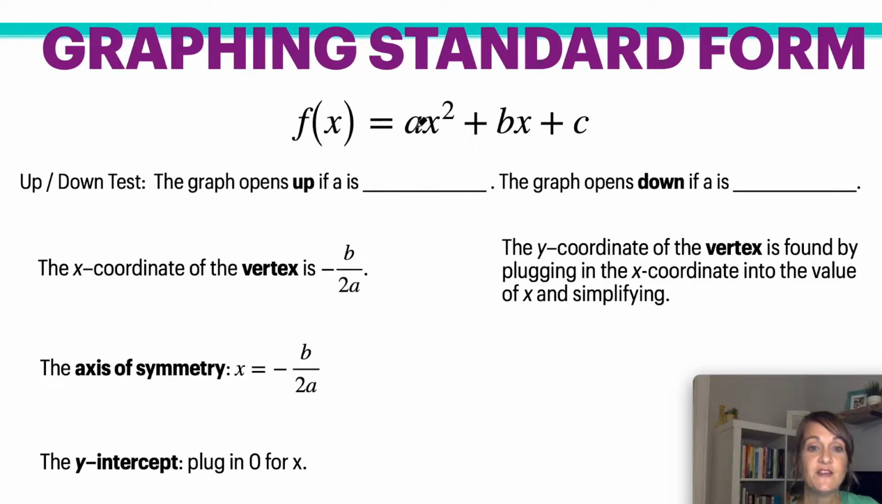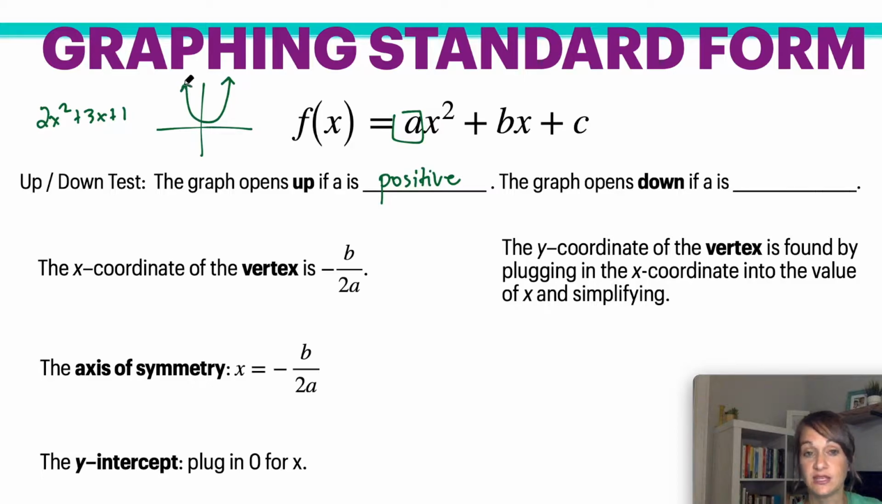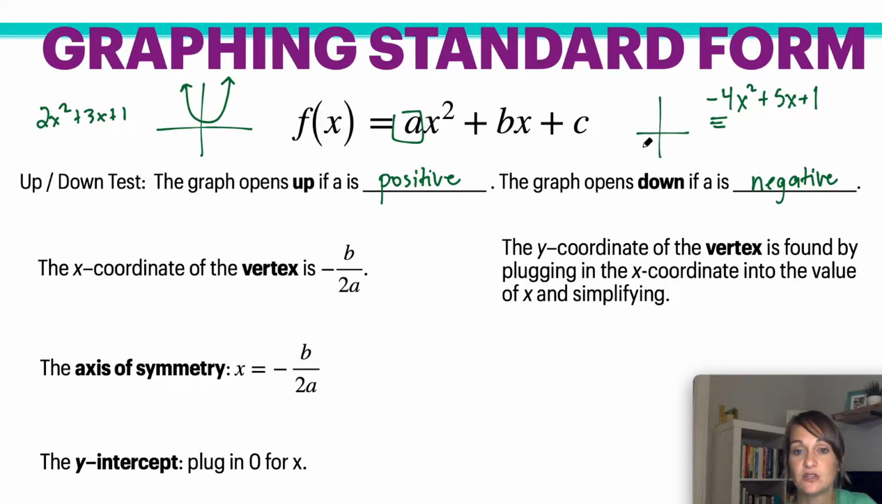First, if a is positive, then the graph is going to open up, meaning if we had 2x squared plus 3x plus 1, then the graph is going to open up like a U. The graph will open down if a is negative. For example, if we had negative 4x squared plus 5x plus 1, the a is negative, which means the graph is going to open down.